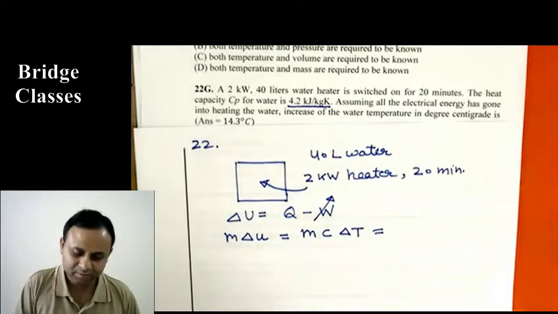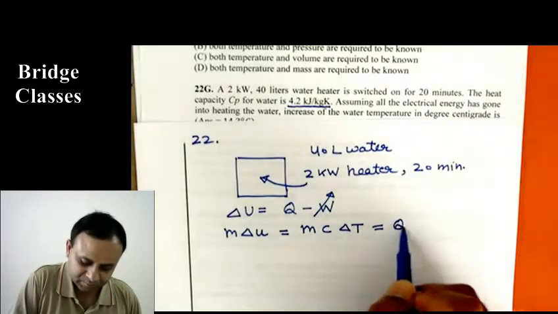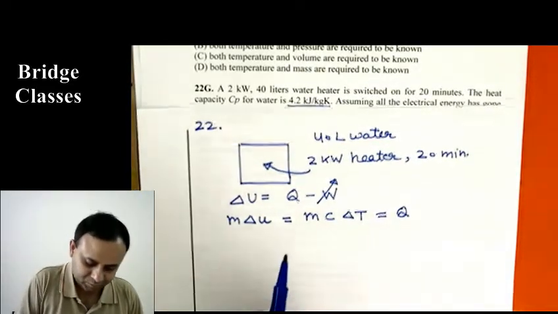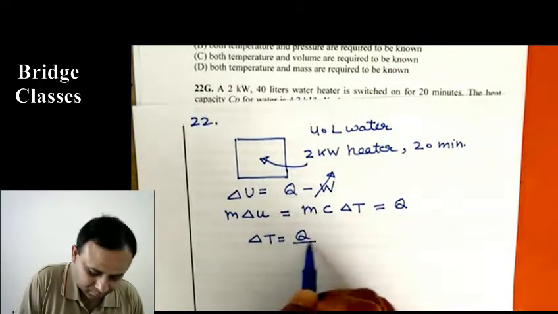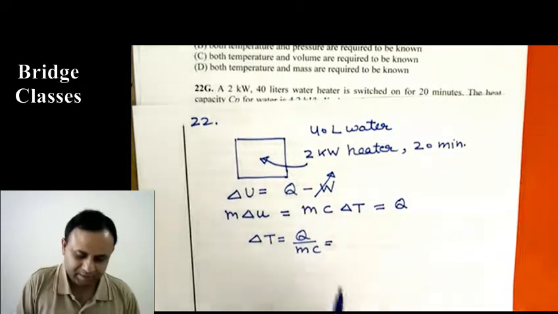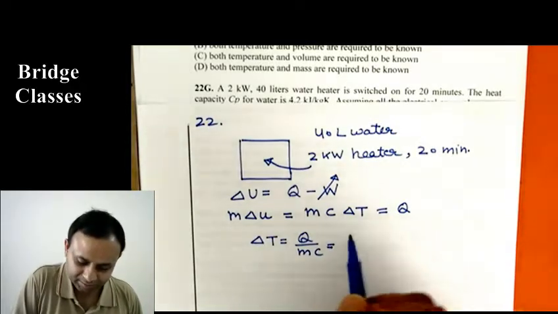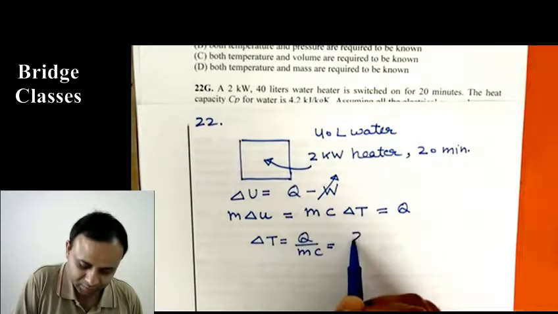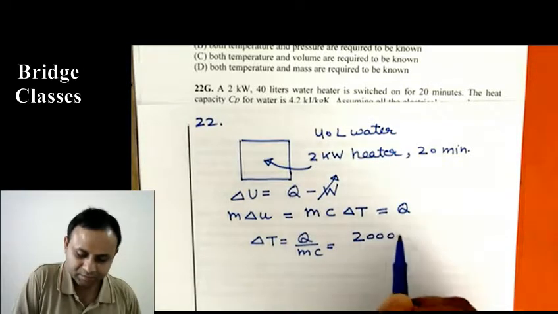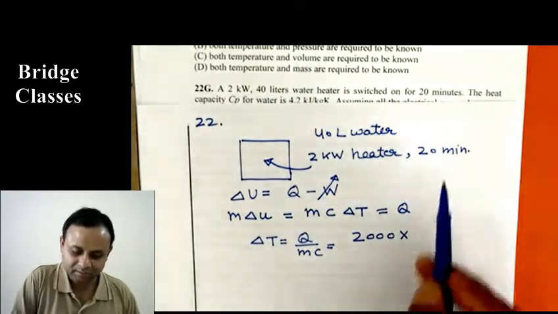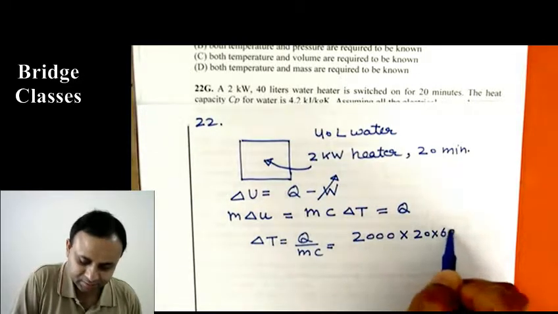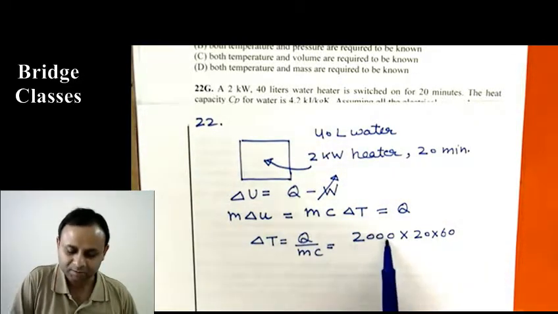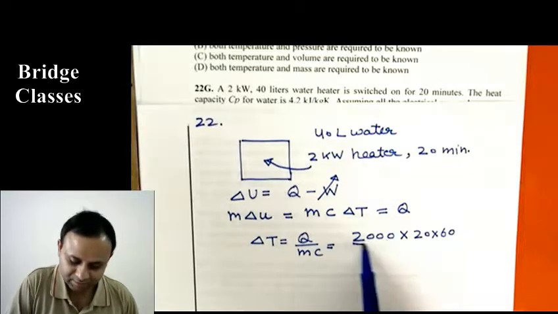equals Q. And now we can just substitute numbers. Delta T is Q over MC, and Q, it's a 2 kilowatt heater. I'm converting that to watt. So 2000 watt, and it is on for 20 minutes. That is 20 times 60 seconds. So this is heat transfer. Watt times time, this is heat transfer.